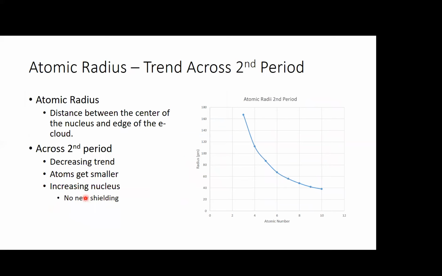And one of the things this influences is atomic radius. Now, atomic radius is the distance between the center of the nucleus and the outermost edge of the electron clouds. Okay, so that's the radius.